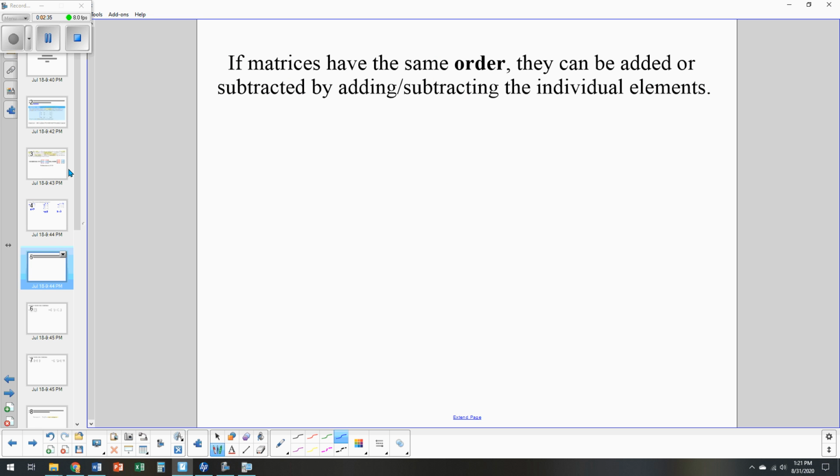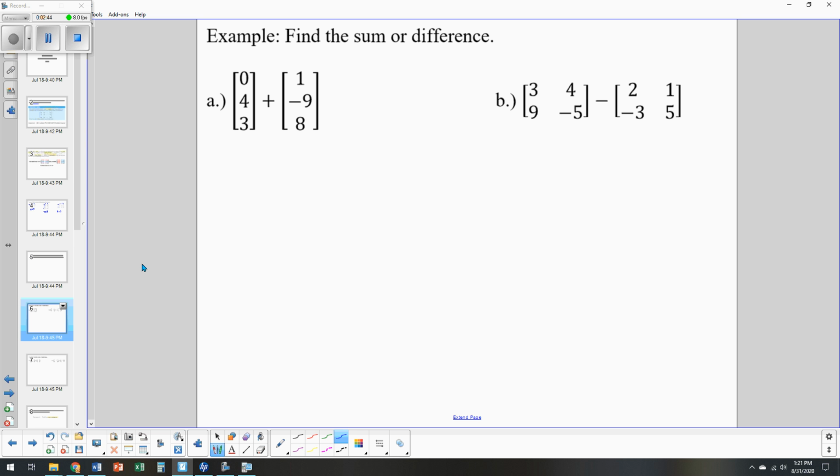All right. If matrices have the same order, which means they have the same dimensions, they can be added or subtracted by adding and subtracting the individual elements or entries. So notice these two matrices have the same dimensions. They're 3 by 1, right? 1, 2, 3 by 1, which means I can add them together by just adding the individual pieces. So 0 plus 1 is 1. 4 plus negative 9 is negative 5. 3 plus 8 is 11. So the answer should be the same dimensions as the original problems. This is a 3 by 1 matrix.